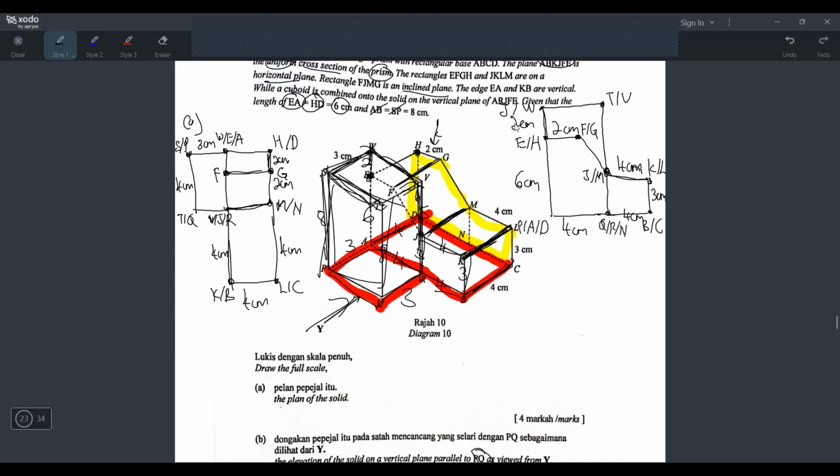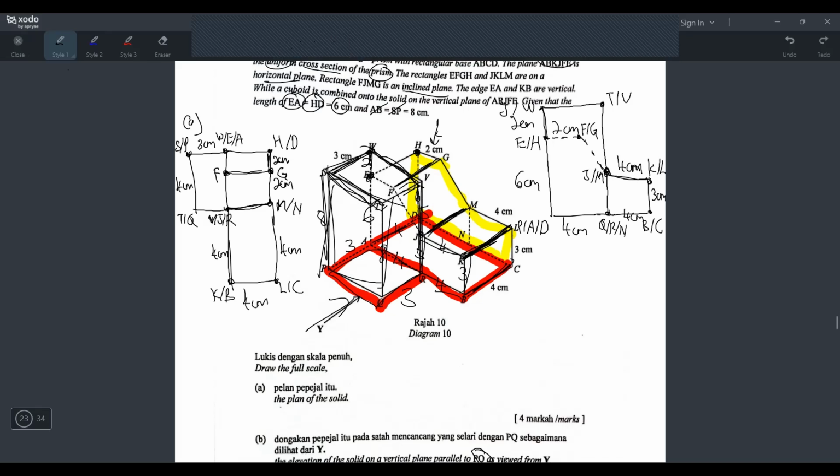But there's one more thing to do. Remember this line, you will not be able to see it, right? It's covered by this plane. Because this one dia rendah sikit. So you actually have to use dotted line for this. So what you do is you will use dotted line. Dotted line, dotted line. So let's make it nicely. Okay, so this is how you do it.